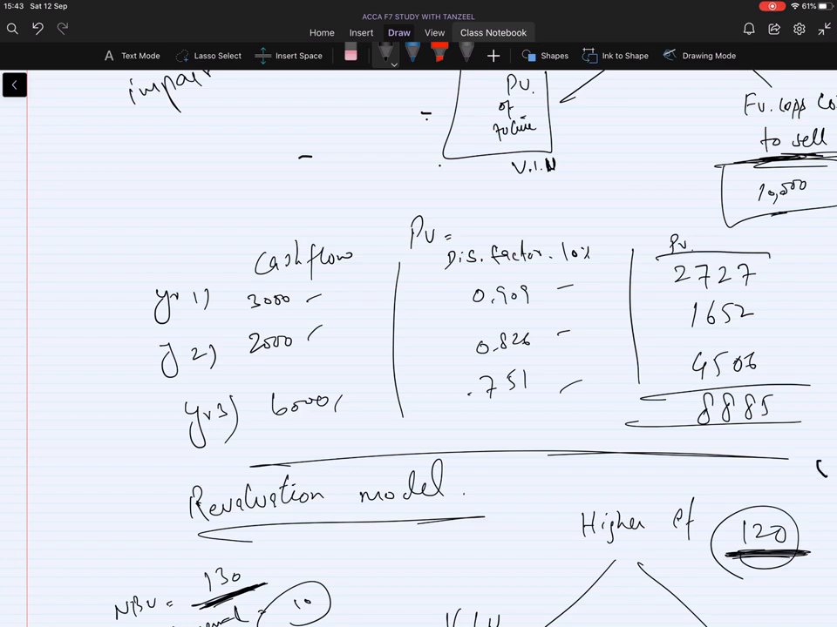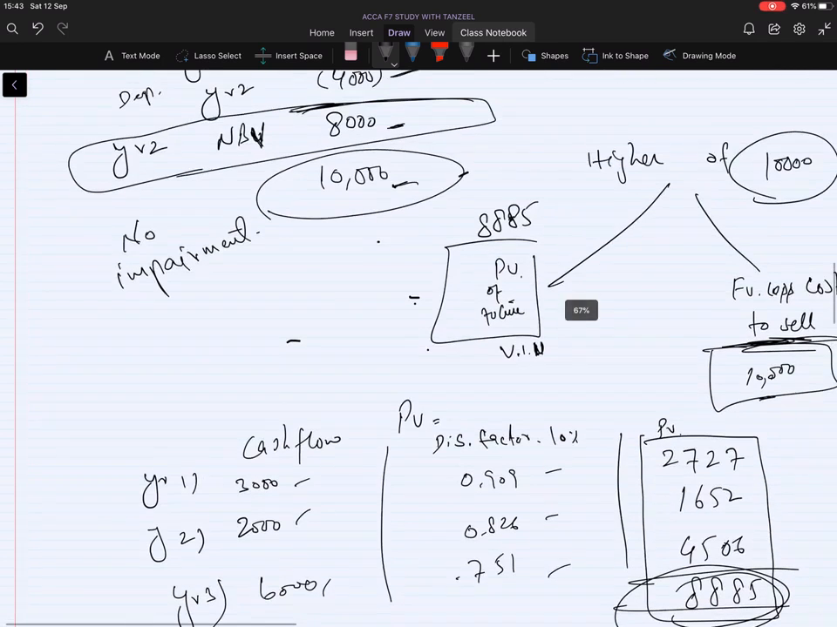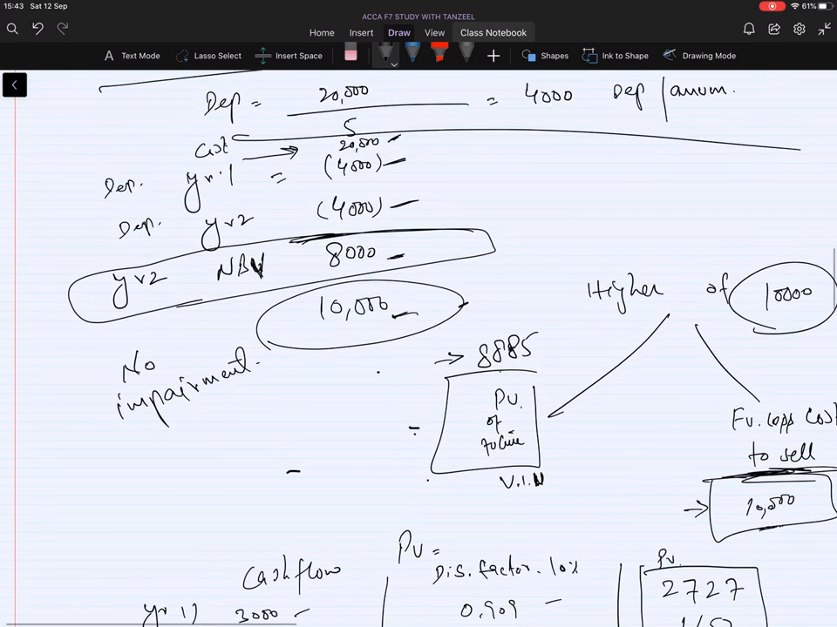So you get this as a present value. The present value is 8,885. So this and this, which is higher? I must say 10,000 is the higher of these. So you can see net book value is 8,000 and the maximum benefit you can take, the recoverable amount, is 10,000. The recoverable amount is greater than net book value, so it means no impairment.